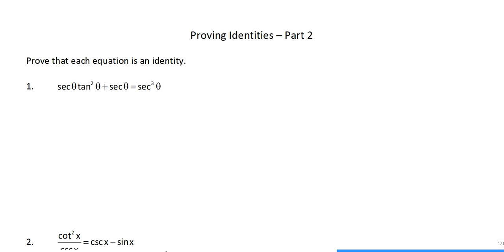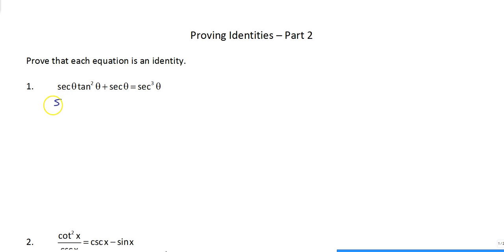Now your first step should be to factor out the greatest common factor of secant theta from the left side. And then see where you can go with that. So pause the video, give number 1 a try. As soon as you're ready, click play, and we'll see how you did.